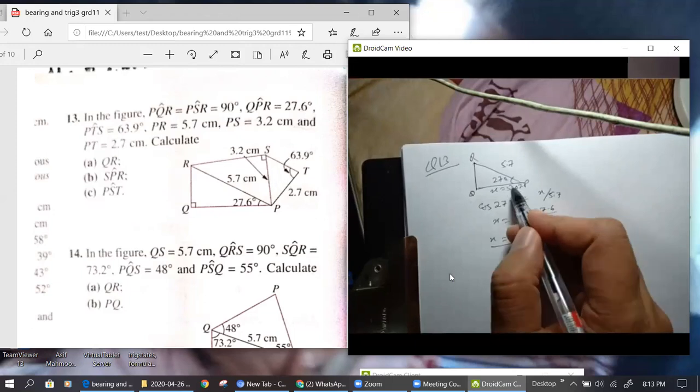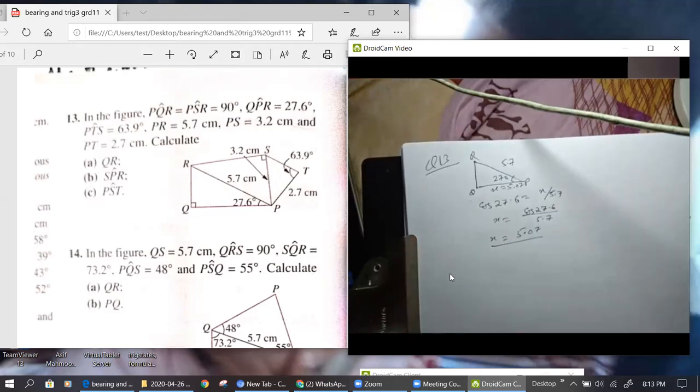Next part is SPR. SPR is the angle, right? Which angle is SPR? Quickly tell me how you will do it. This is also a right angle triangle. For SPR, which ratio will you apply?